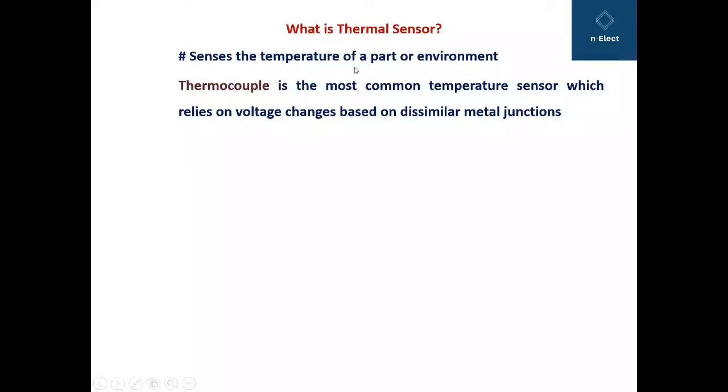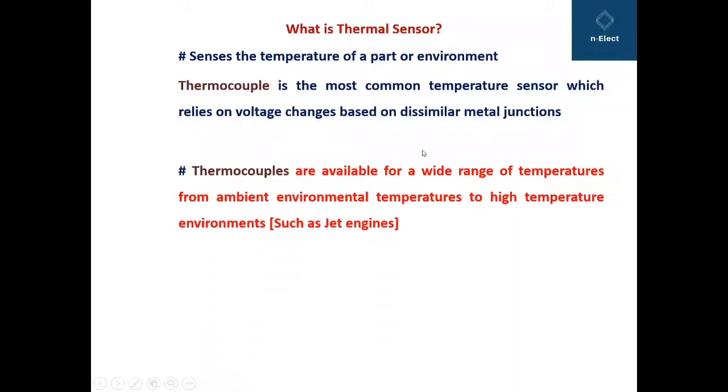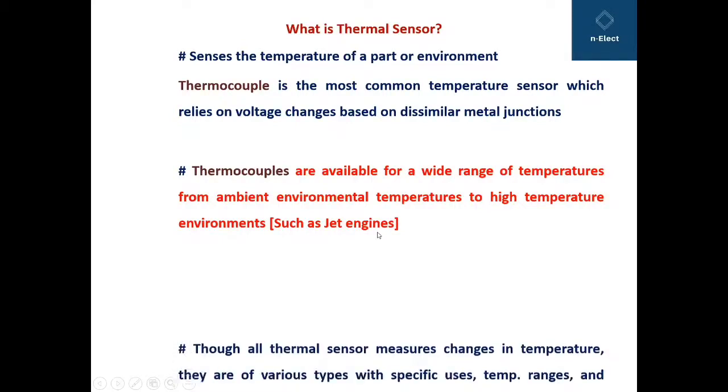It senses the temperature of a part or an environment, and the thermocouple is the most common example of a temperature sensor, which relies on the voltage changes based on dissimilar metal junctions. Thermocouples are available for a wide range of temperatures, from ambient environment temperatures to high temperature environments like jet engines. You must be knowing that jet engine temperatures are very high.